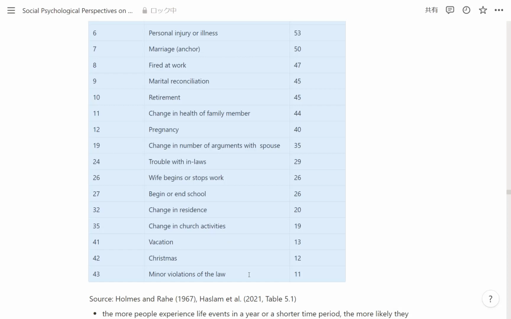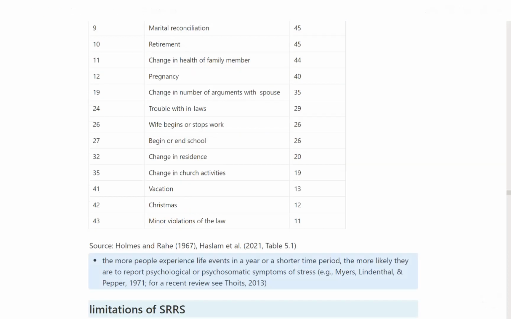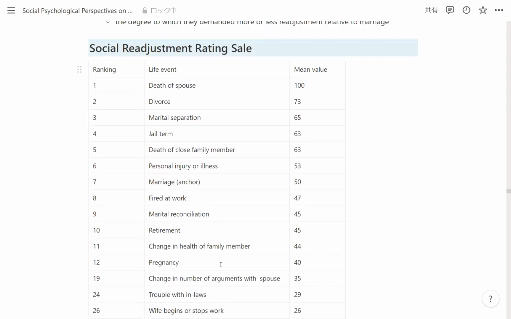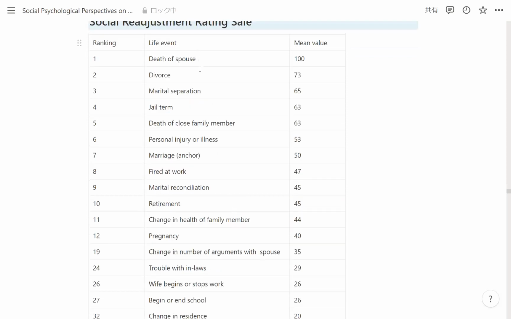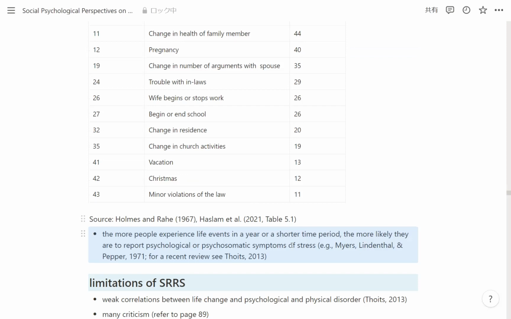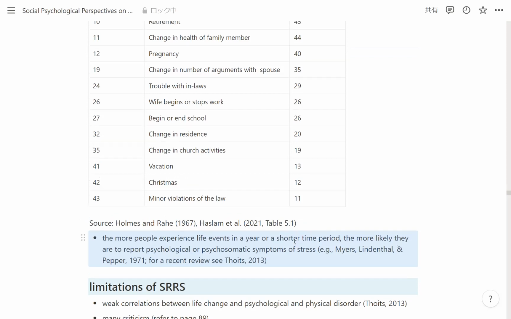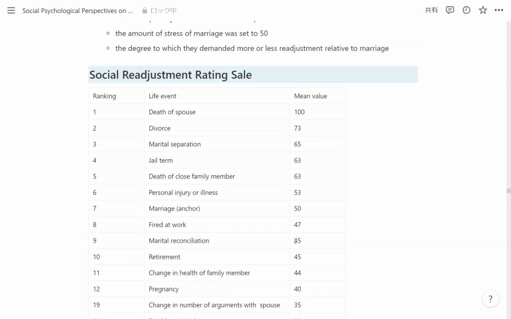Okay. So the more life events people experience in a year or a shorter time period, the more likely they are to report psychological or psychosomatic symptoms of stress. So you may imagine that if you, let's say, get divorced and also receive jail time in the same year, you are very likely to develop psychological or psychosomatic symptoms of stress, right? You can maybe easily imagine that.